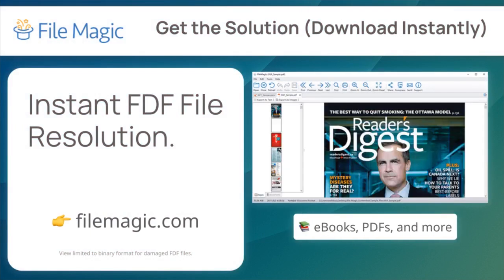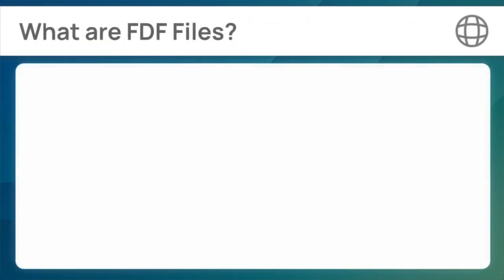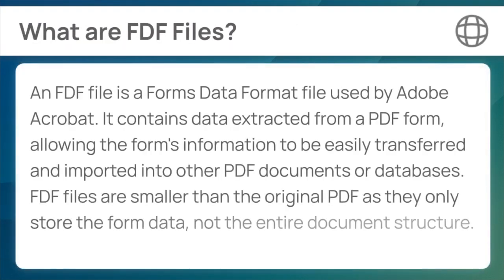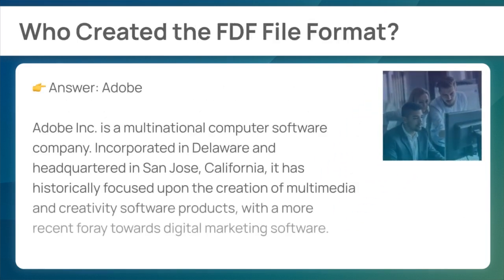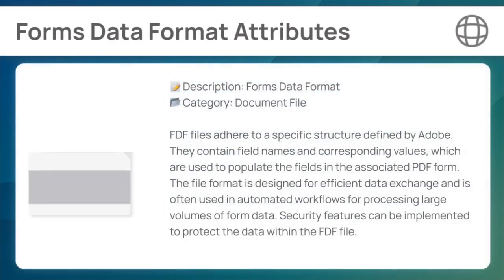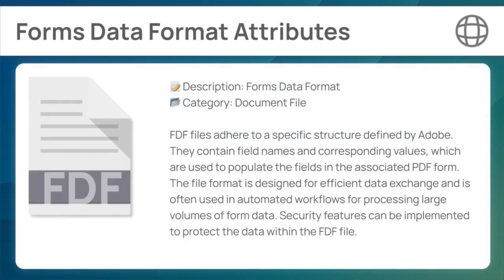hundreds of file types. An FDF file is a forms data format file used by Adobe Acrobat. It contains data extracted from a PDF form, allowing the form's information to be easily transferred and imported into other PDF documents or databases. FDF files are smaller than the original PDF as they only store the form data, not the entire document structure. FDF files adhere to a specific structure defined by Adobe.